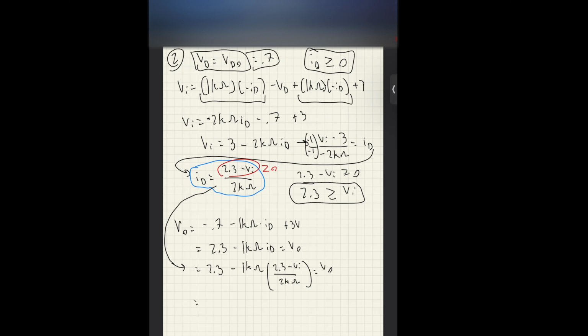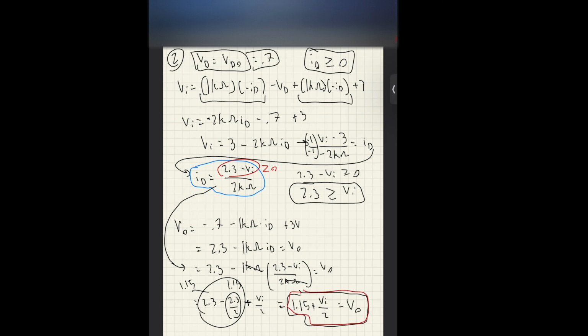So we have 2.3 minus 1K ohms times (2.3 minus VI over 2K ohms) equals VO. The 1K can cancel with the 2K. So 2.3 minus 2.3 over 2 minus negative VI over 2, so it's plus VI over 2. 2.3 minus 1.15 is 1.15. So now we have 1.15 plus VI over 2 is equal to VO. Thus we have a relationship between VI and VO here, and we also have the range that we have for VI.